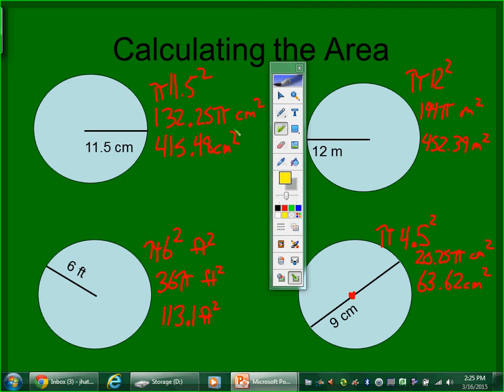Again, you notice every answer must have units. When we're talking about area, we're talking about units squared.